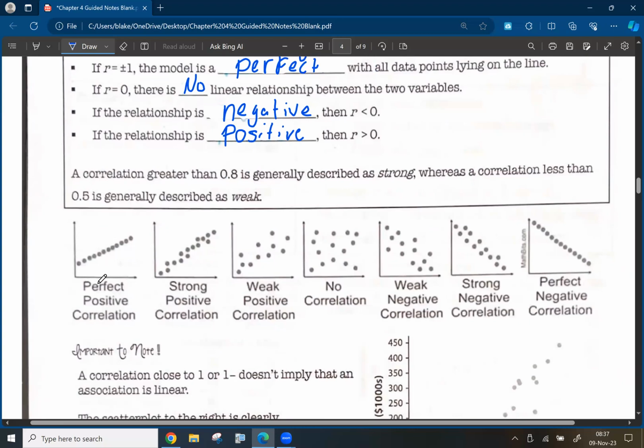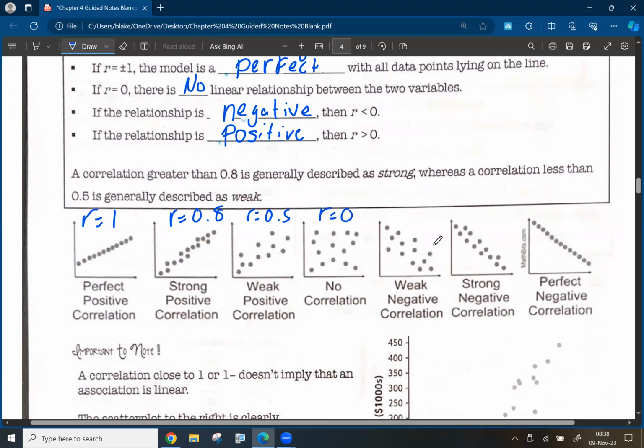A perfect positive correlation would have an R value of exactly 1 because it's perfect in a line. The one next to it, a strong positive correlation, would probably be something like 0.8 or 0.9, where it's not perfect, but it's still pretty high. A weak positive correlation is a little more spread out. I don't really think this visual is that weak. I would call this more moderate, but we'll say weak as an illustration, roughly maybe 0.5. And then no correlation. You can see there's no pattern at all, so that's going to be R equal to 0.